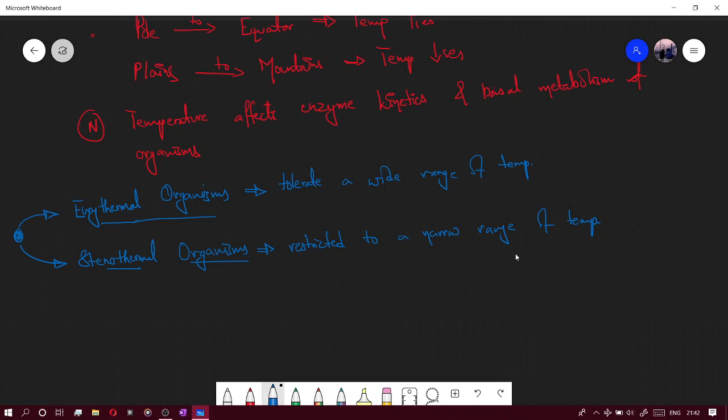If you want some examples, eurythermal examples are mammals and birds. Let me write an exception to mammals: the polar bear is an exception that can survive only in the polar ice cap, in a very cold environment, because when they come into a hot environment, their body blubber is so thick that they won't be able to tolerate that heat and they will die of overheating. This is very important. So the polar bear is an exception to the rule that mammals are eurythermal. Now let's go with water.